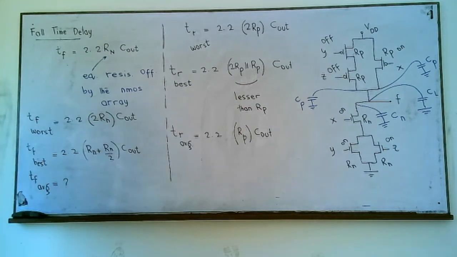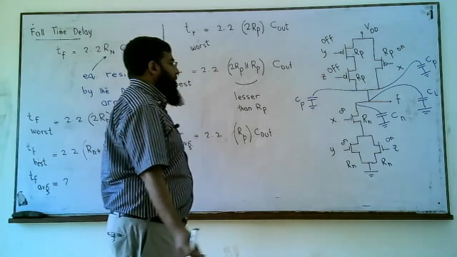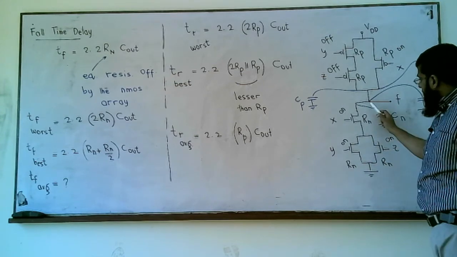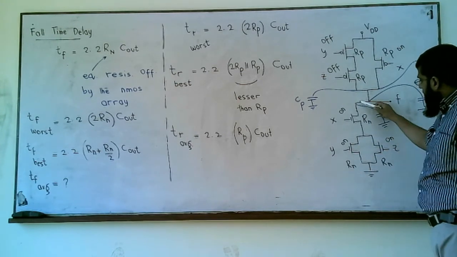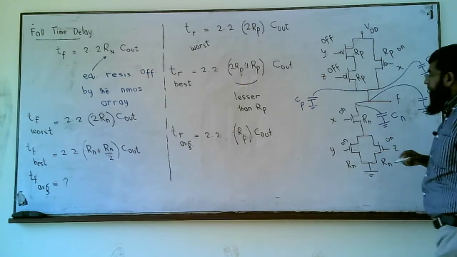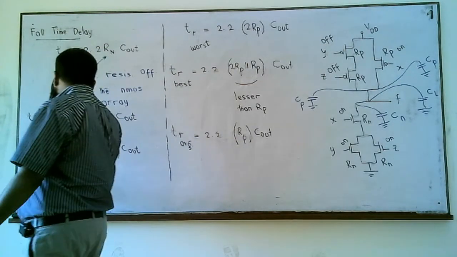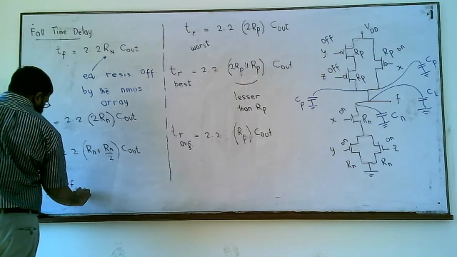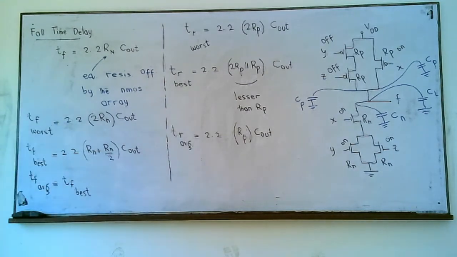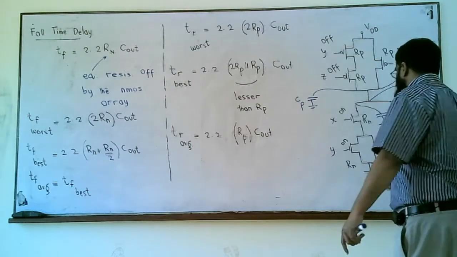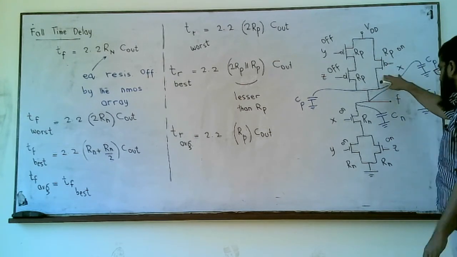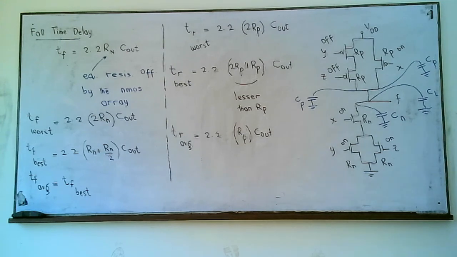And what is the average Tf? There is no average Tf. Either we get a 0 at the output through this path or this path, or when they all are on. So there is no average case. There was an average case in the rise time delay, but in the fall time delay we don't have the third option. In the case of the PMOS array we have 3 options, but here we have only 2 options.